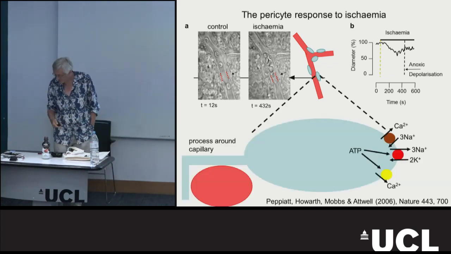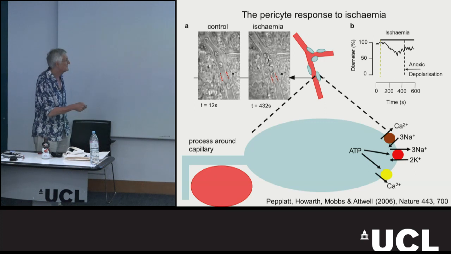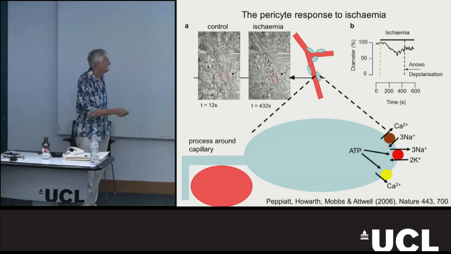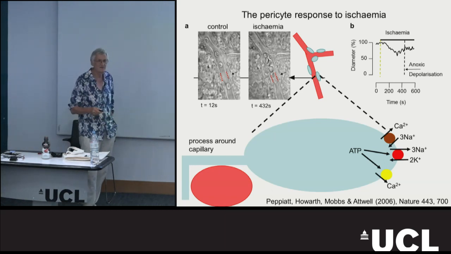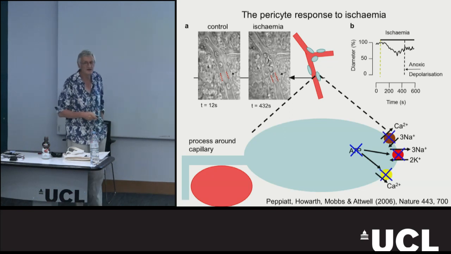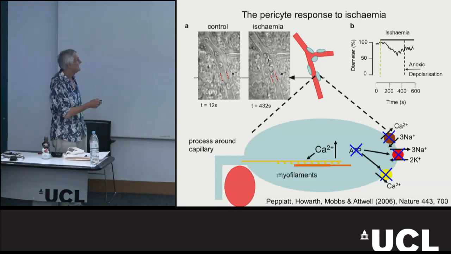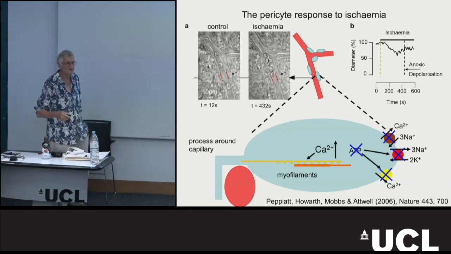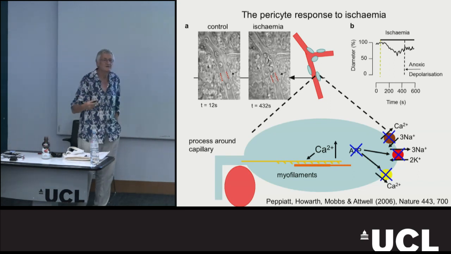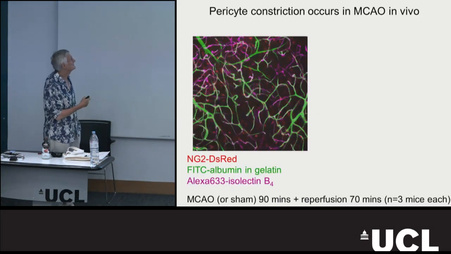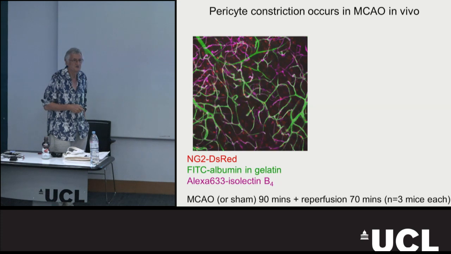And this is not surprising, because here's our pericyte with its arm around a capillary. There's lots of ATP-driven ion pumping, keeping the calcium concentration low in the pericyte. When you have your stroke, there's no ATP, so the pumping stops. And that means the calcium rises. And so the myofilaments get activated, and that squeezes the capillary. Okay, so this explains why it squeezes. What it doesn't explain is why it doesn't dilate again when the artery gets unblocked, and I'll come to that in a minute. But this also occurs after middle cerebral artery occlusion in vivo.